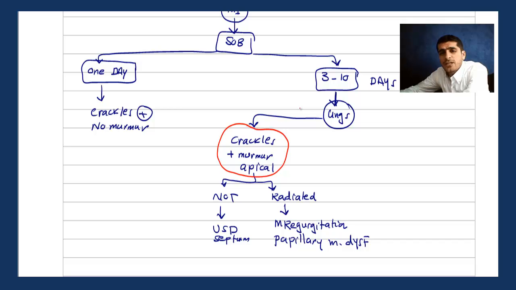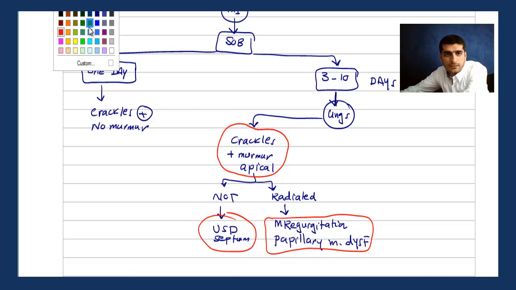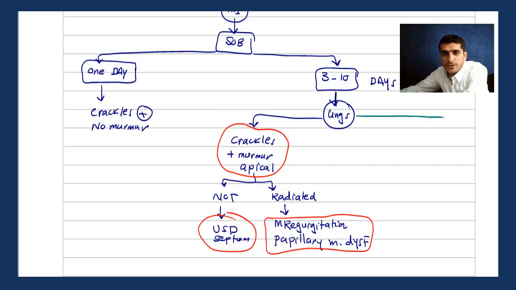After MI complications, 3 to 10 days, go to the lungs. You will see lung crackles plus an apical murmur, radiated. Boom, your answer will be just mitral regurgitation, or mitral valve or papillary muscle dysfunction. Now, not radiated, this is VSD. So that's it. Now, there are more. Look at the lungs, at 3 to 10 days, but the lungs, boom, are clear.